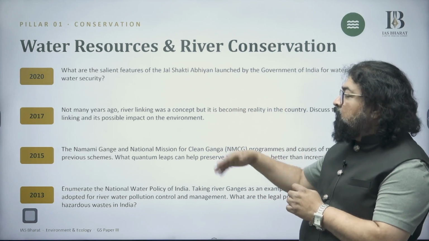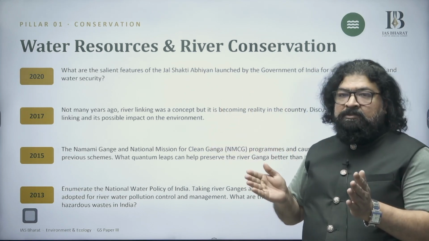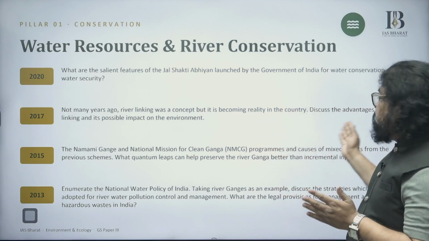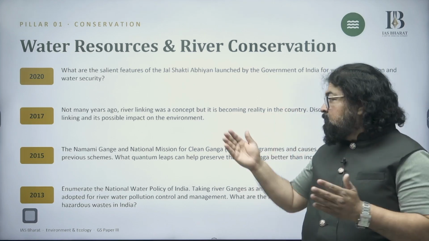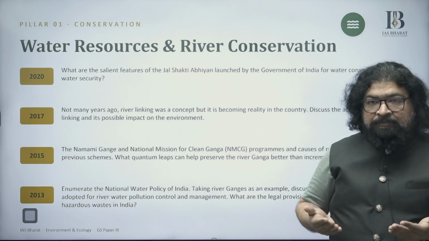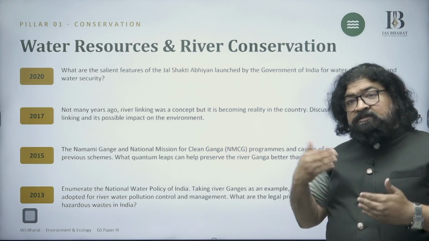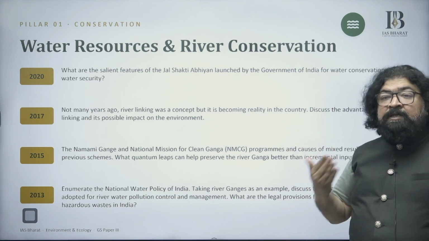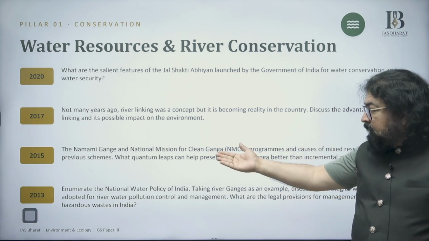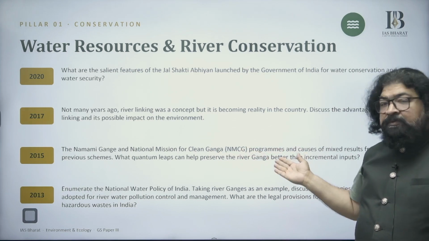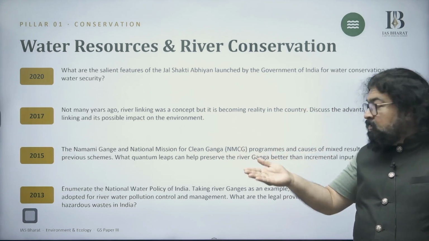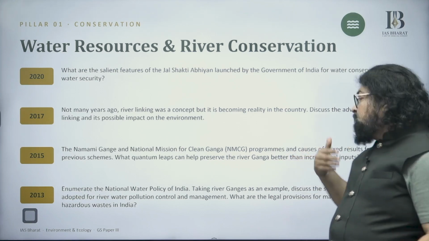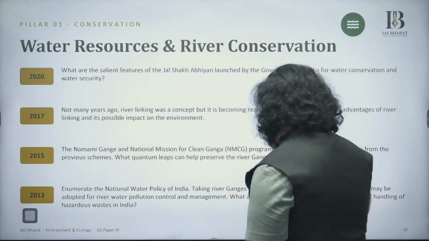Then 2017, not many years ago, river linking project, interlinking of rivers. That was becoming a reality in the country. Discuss the advantages of linking and possible impact on environment. Advantage and at the same time impact. Then Namami Gange, National Mission for Clean Ganga. Namami Gange, National Mission for Clean Ganga program, and how it varies from previous schemes. And then what quantum leaps can help preserve the Ganga better than the incremental kind of inputs.